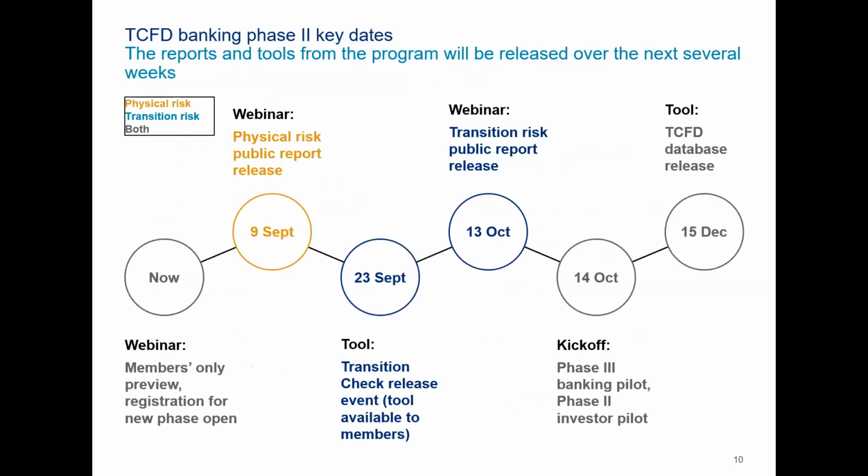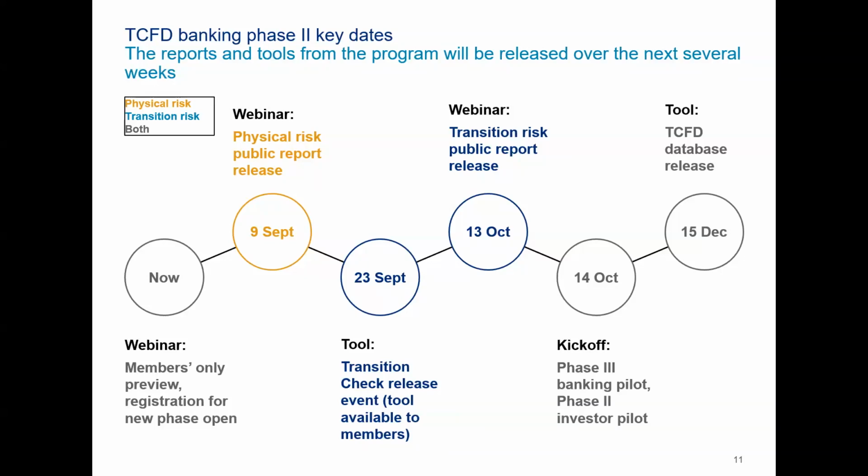To give a little more color into the timelines and the specifics of when these events will take place and when these releases are, right now we are in the phase of wrapping up most of the work that we're doing. We're also looking actively at those who are interested in joining the next pilot and the next work that we're doing. In early September, we will release the physical risk paper, and then at Climate Week, we will do a release of the transition web tool. We'll see more about that in a moment.